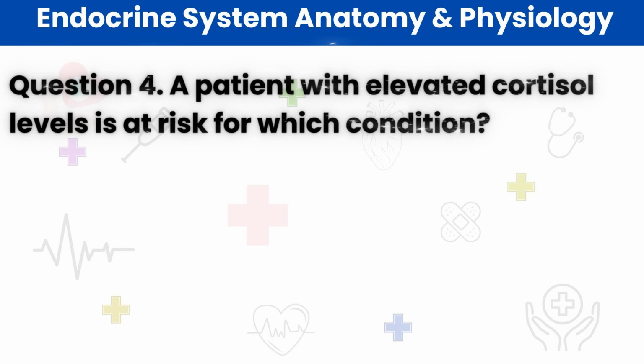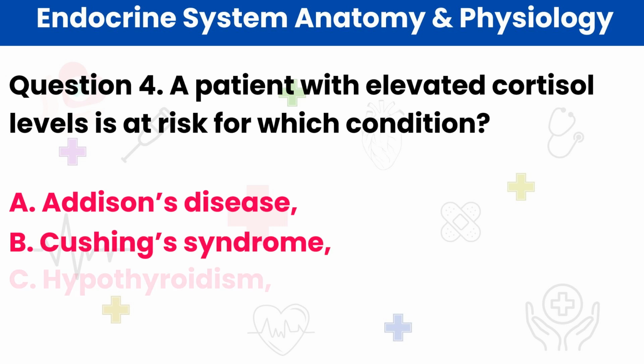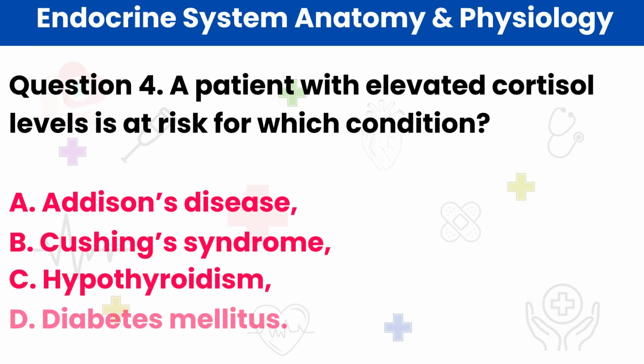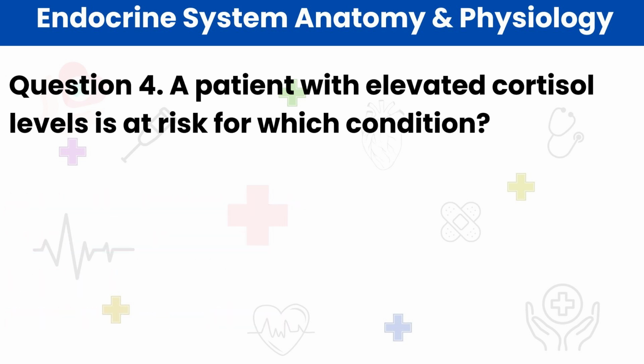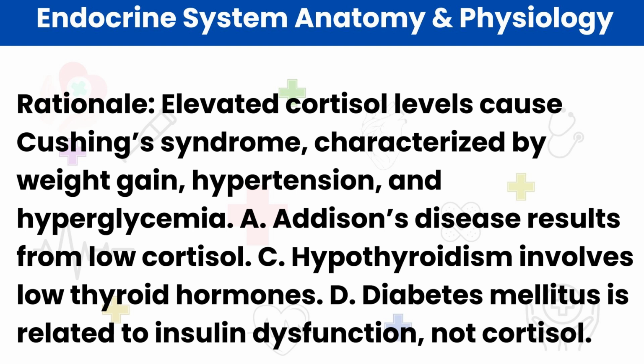4. A patient with elevated cortisol levels is at risk for which condition? A. Addison's disease. B. Cushing syndrome. C. Hypothyroidism. D. Diabetes mellitus. Answer B. Cushing syndrome. Rationale: elevated cortisol levels cause Cushing syndrome, characterized by weight gain, hypertension, and hyperglycemia.